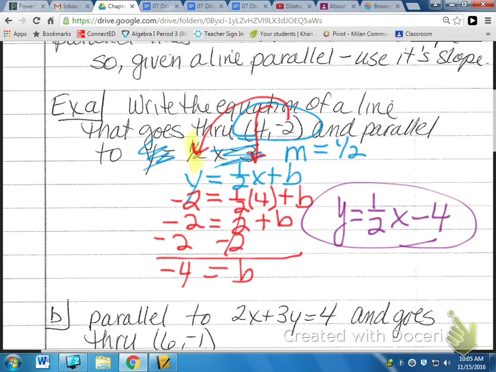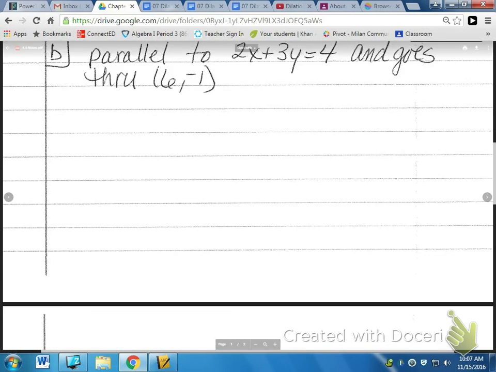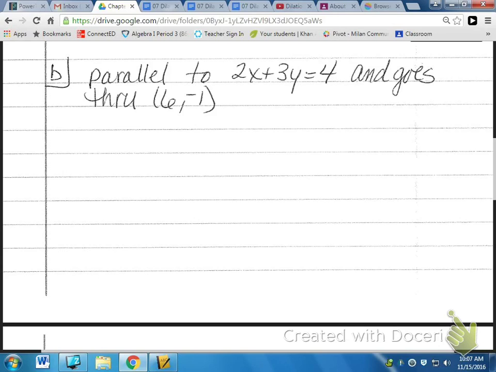All right, example B. This time they give you parallel to, they give it to you in standard form, right? That's standard form. Well, I'm going to give you a little hint here to make your life easier. This is Ax plus By equals C. Slope is -A over B.